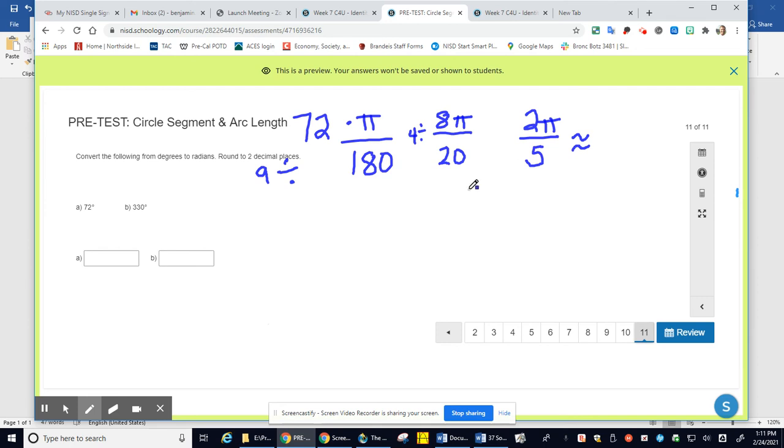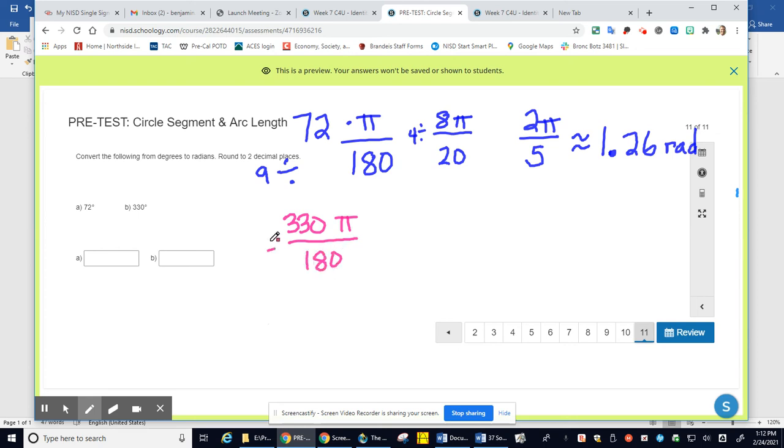But if I'm going to actually write it as a decimal, I'm going to put this into my calculator and get 1.26 as the radian measure. So 1.26 radians, or 2 pi over 5 radians. These are equivalents. And what about that other one, 330? We multiply it by pi and we divide it by 180.